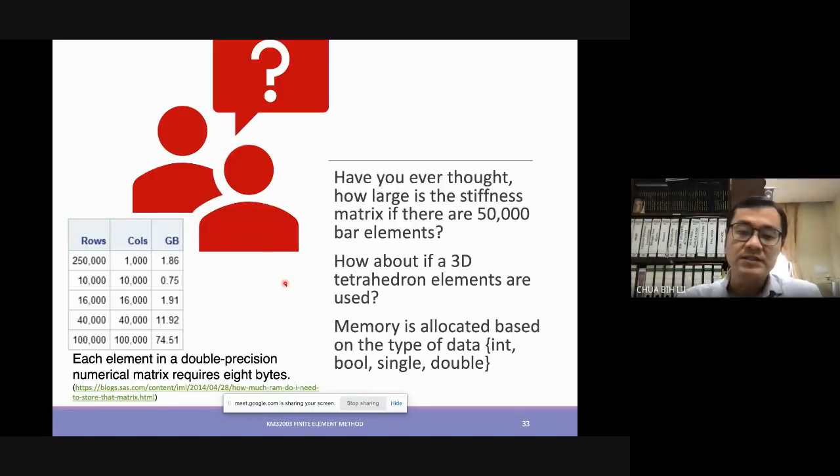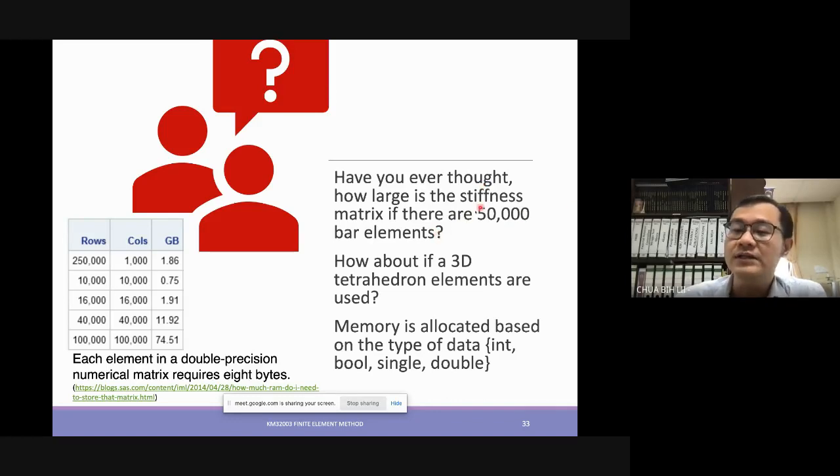Why would I say so? Let's have some thought of it. How large can the stiffness matrix be if there are, let's say, 50,000 bar elements? A bar in the two-dimensional case, not a beam, would be represented by a two by two matrix for the stiffness matrix of a single bar element.